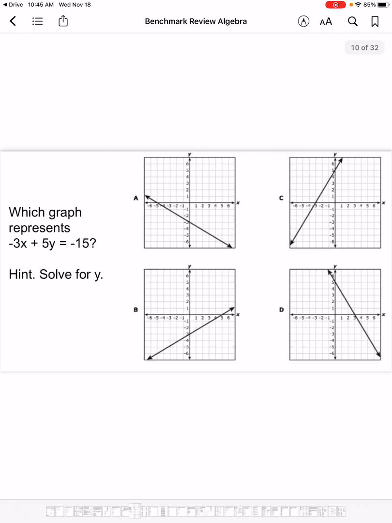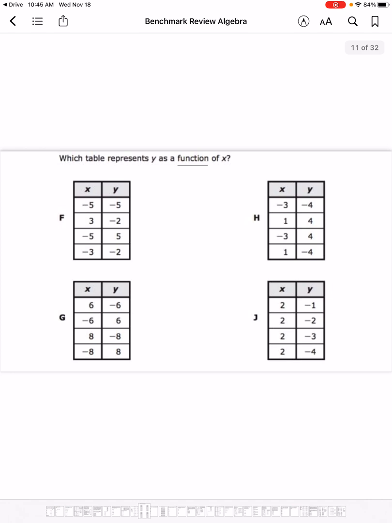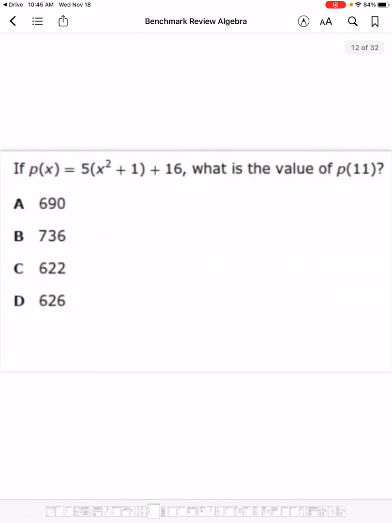Okay, on this one, you're going to find the zeros. So you're going to set the x value equal to 0, negative 3x equals negative 15. And then you're going to set 5y equal to negative 15. And then those answers, whatever x is where it should touch on the x-axis, and whatever y is where it should touch on the y-axis. Okay, again, as a function, remember our x can't repeat.